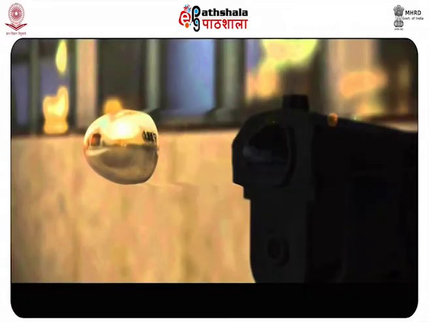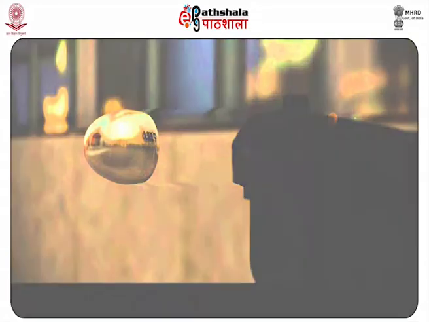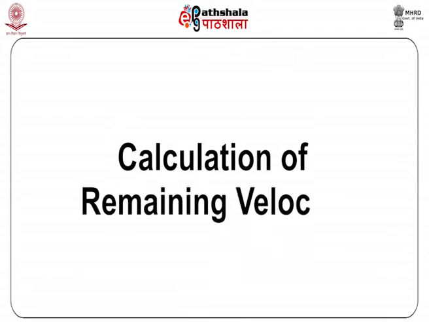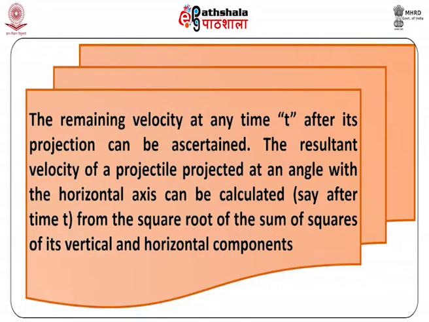The bullet does not continue with the same velocity during its flight. As the pressure on its nose causes resistance, it will result in gradual reduction in its velocity. Calculation of remaining velocity. The remaining velocity at any time t after its projection can be ascertained. The resultant velocity of a projectile projected at an angle alpha with the horizontal axis can be calculated, say after time t, from the square root of the sum of squares of its vertical and horizontal components.